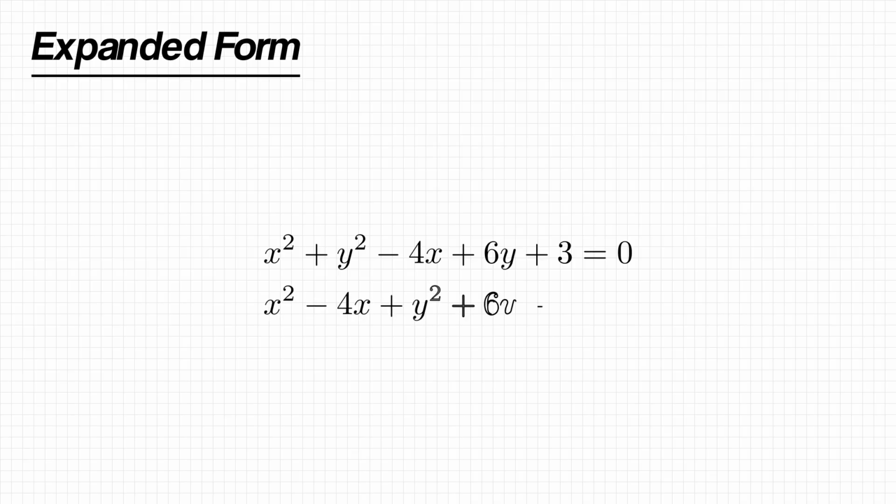Sometimes we might have to work with an equation for a circle not in the form we saw before. For example, x squared plus y squared minus 4x plus 6y plus 3 equals 0 is still an equation for a circle, but in an expanded form. In order for us to know the center and the radius of this circle, we need to rewrite it in the form we saw earlier. To do this, let's start by writing the x terms and the y terms next to each other.